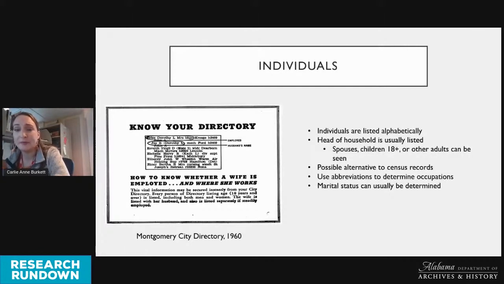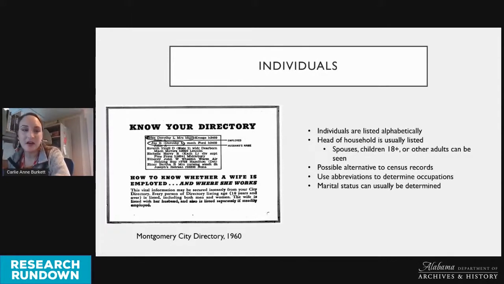Also, don't forget to look at your abbreviations page so you can find out what their occupation is, or what the R means versus the H as far as residence and house, and any of those little tiny tips that you can find.